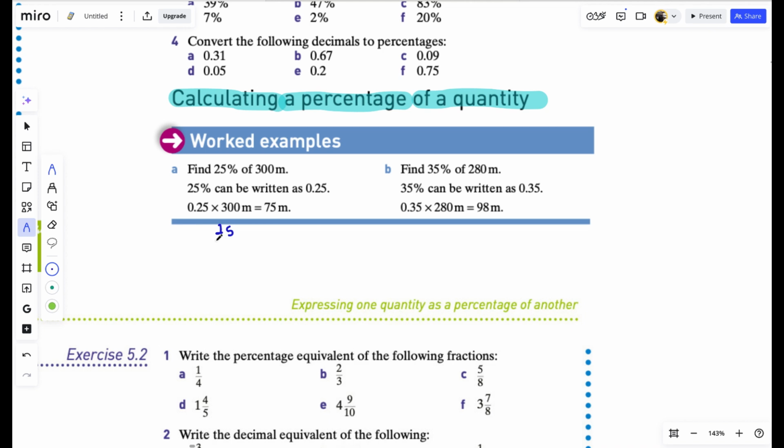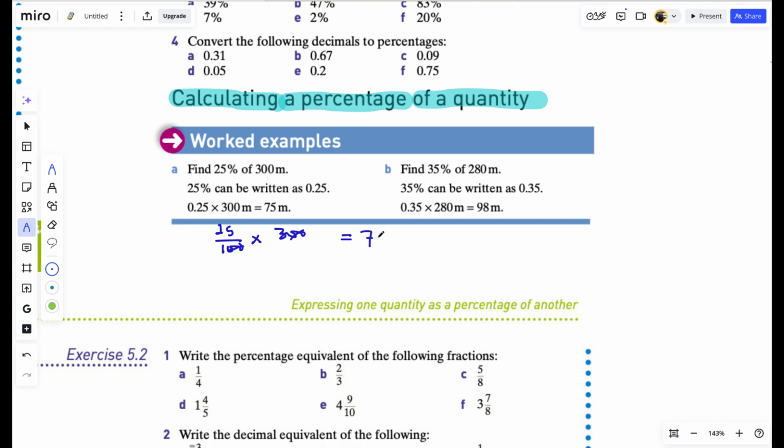Percent means over 100. So you say 25 over 100 times 300. How many times can 100 go into 300? This 100 cancels this 100, right? So you have 25 times 3, which is 75. So you get 75.